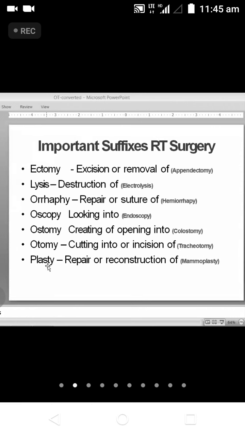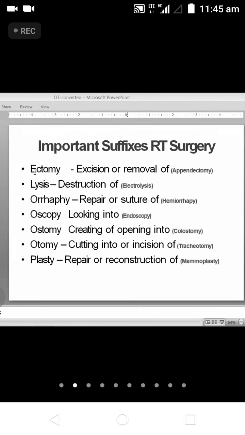Then plasty. Plasty means repair or reconstruction of. An example is mammoplasty, where you reconstruct the breast. This is done after a cancerous growth, when you repair or reconstruct the breast. So these are the suffixes related to surgery.